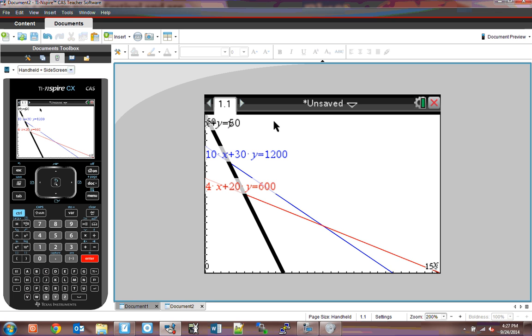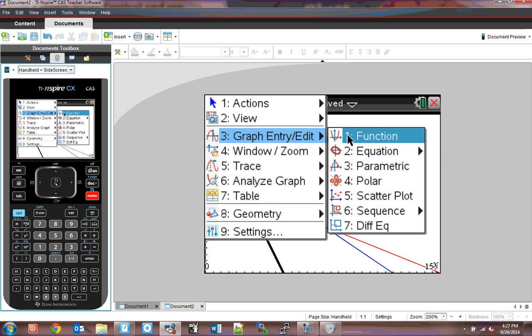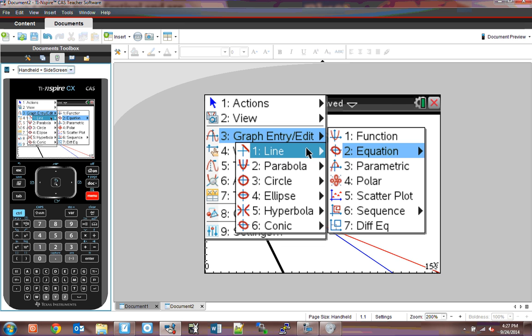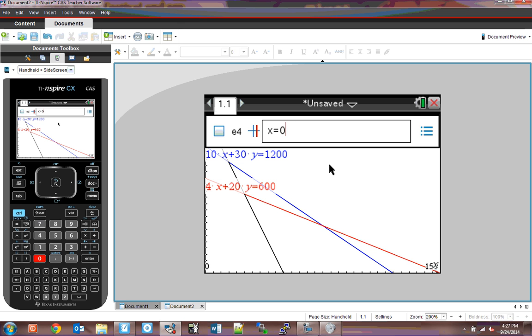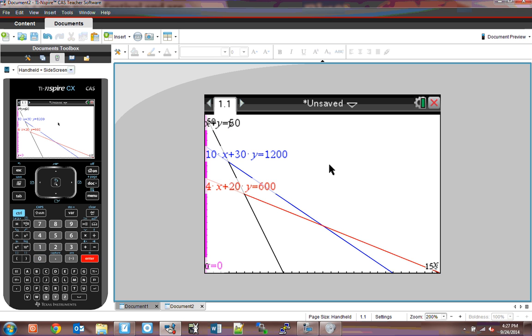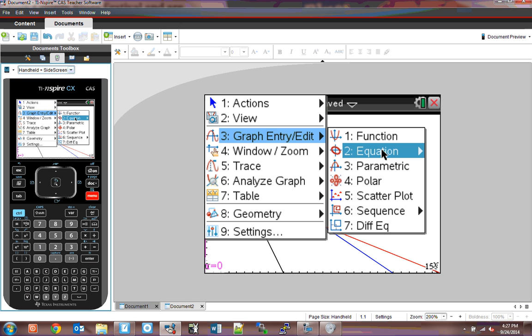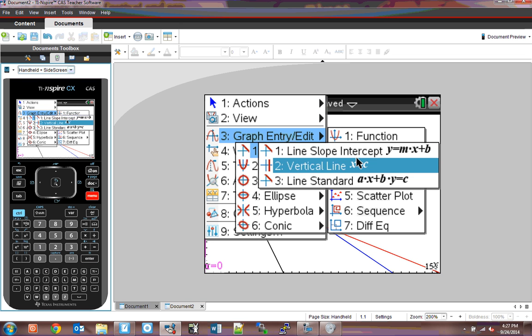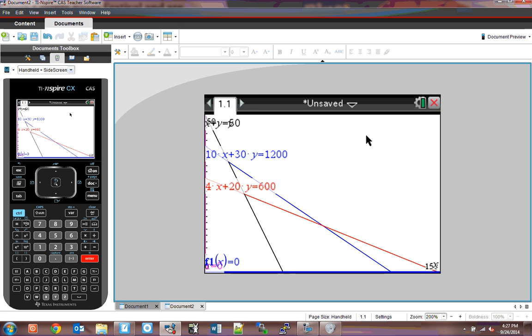Okay. Now, go back to Menu, go to Edit, Graph Edit Entry, Equation, Line, but do vertical line this time, and do x equals 0. We need this, and I'll show you why later. And then go back to Menu, Graph Edit Entry, Equation, then go back and just click on Function, and then put f of x equals 0 and graph that.